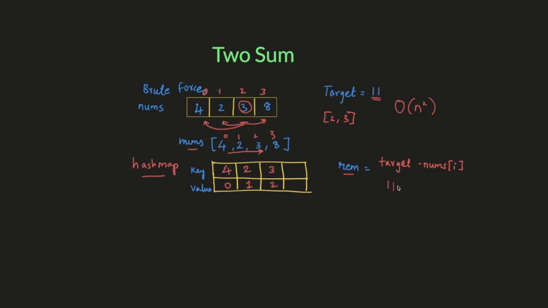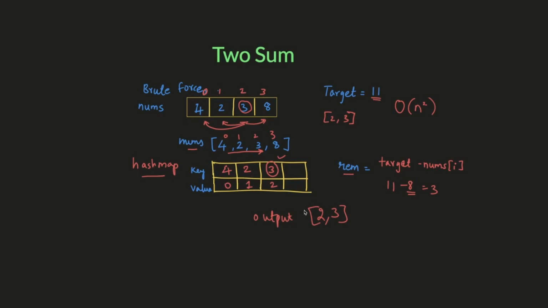Now we go to the last element, which is 8. 11 minus 8 is 3. And here we see that 3 is already there in the hash map. So we have found the answer. We return the index of 3 and the index of 8. So the index of 3 is 2 and the index of 8 is 3. So this is our final answer, which is our output.